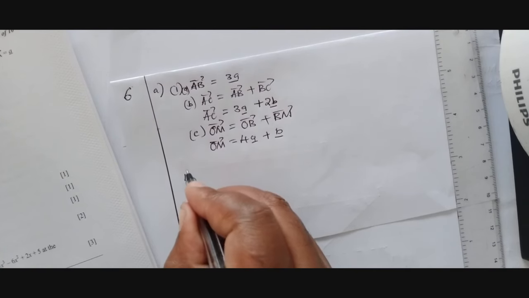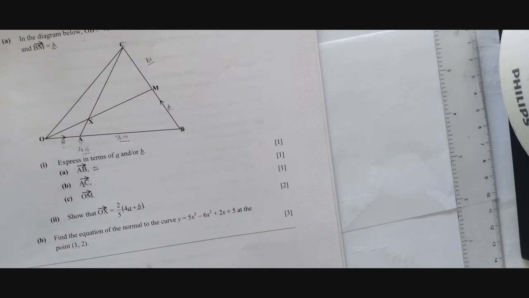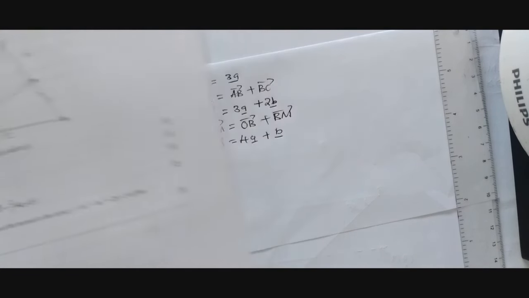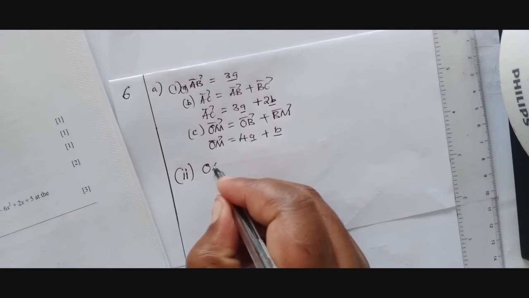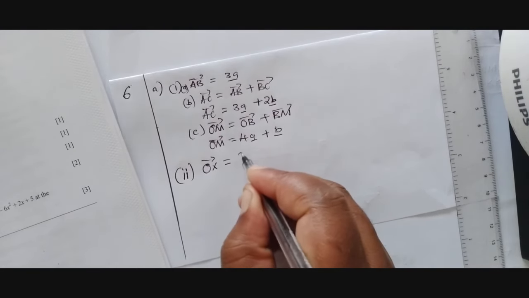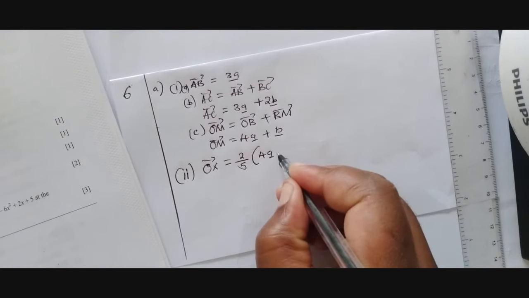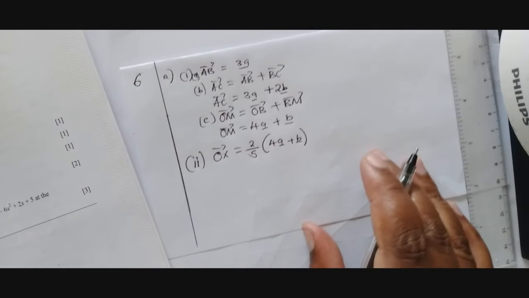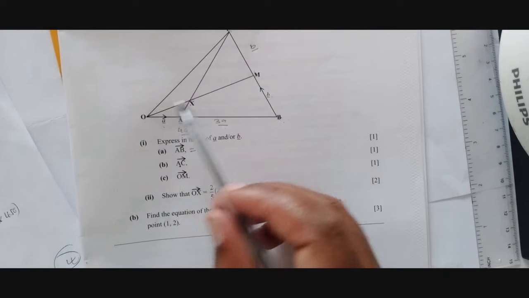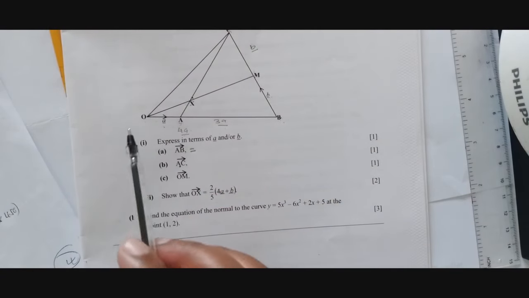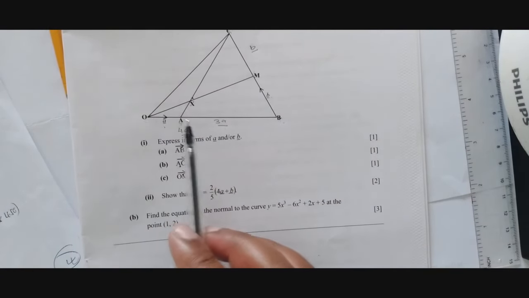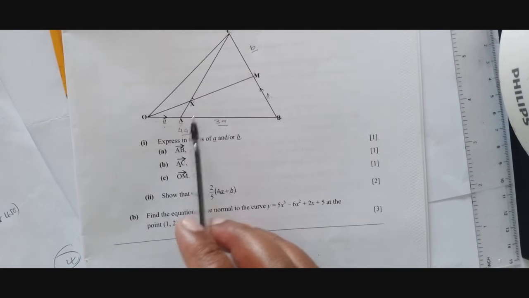Okay, Roman numeral 2. Show that OX is 2 over 5, open bracket 4A plus B. So we have to show that OX is equal to 2 over 5, open the bracket 4A plus B. Now, how do we do that? We must look at how we can find the OX. To find the OX, we can move from O to A to X.